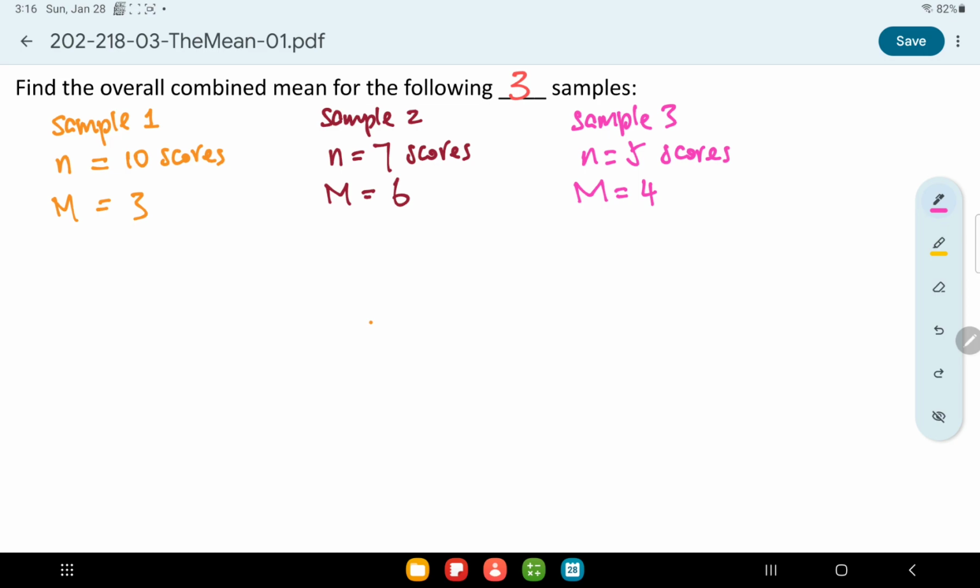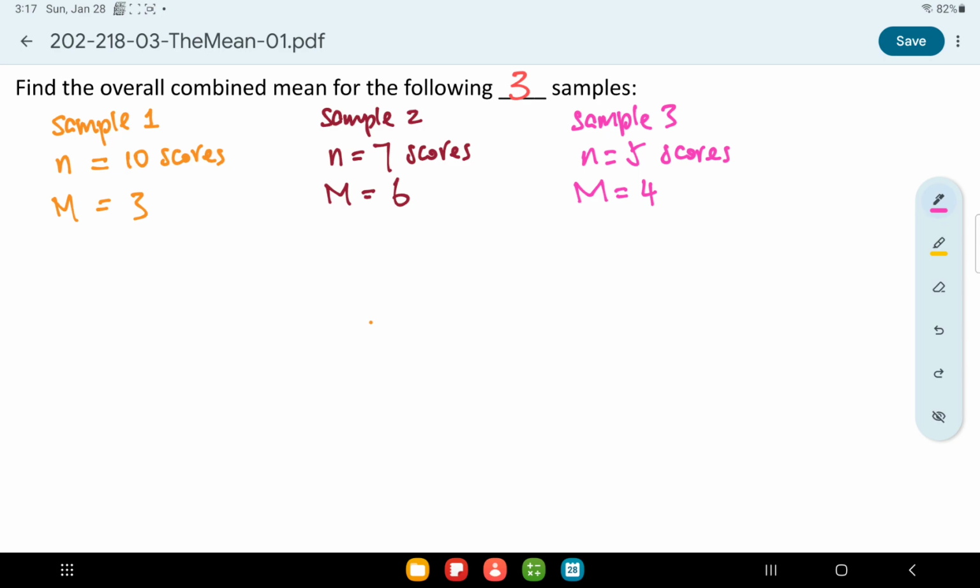Now for every sample, the information that we have is number 1, their sample size. Okay, sample 1, their size is 10 scores. Sample 2, 7 scores, and sample 3, 5 scores. Okay, we have this piece of information. Now another piece of information is also presented, their individual respective mean.